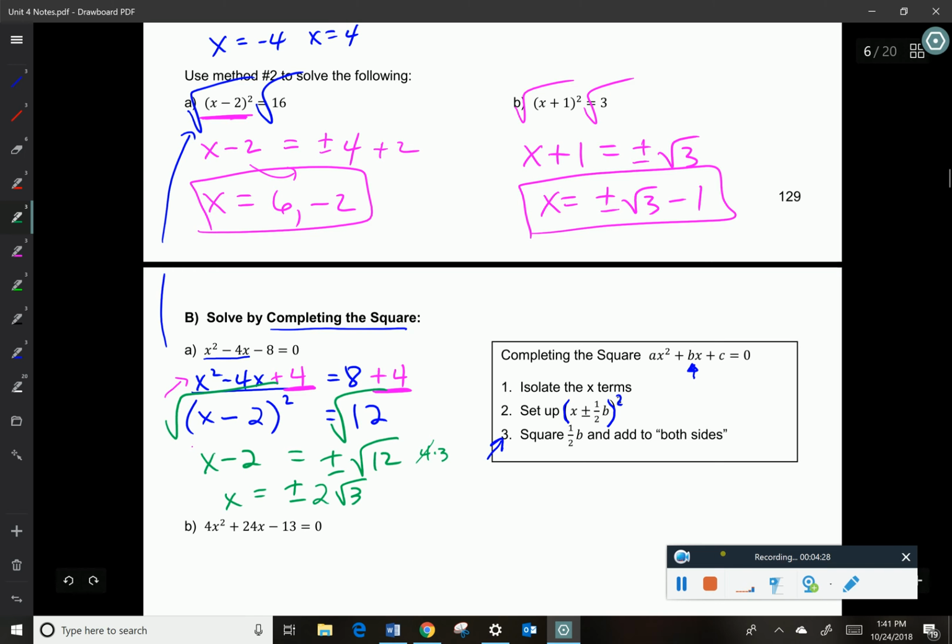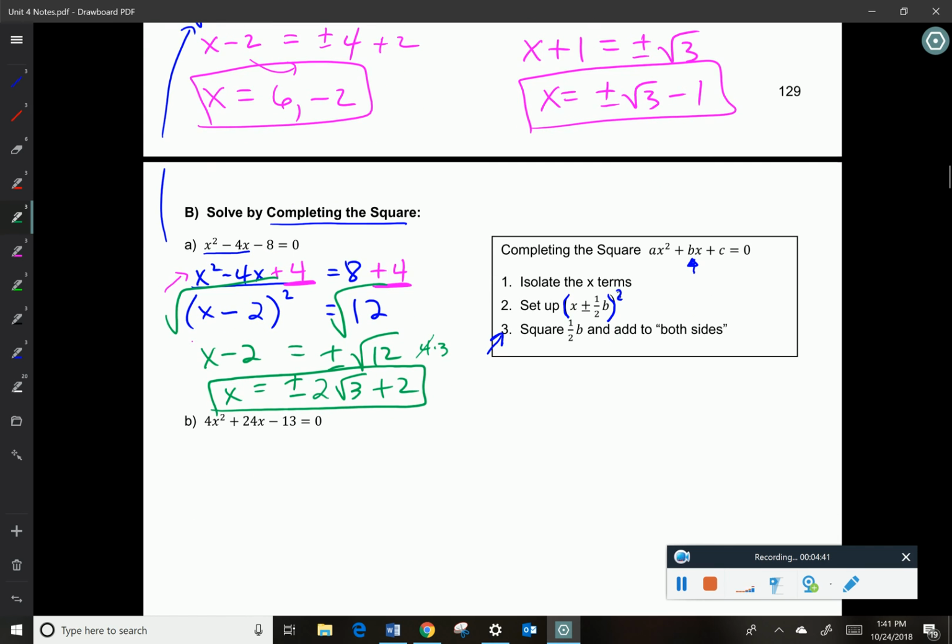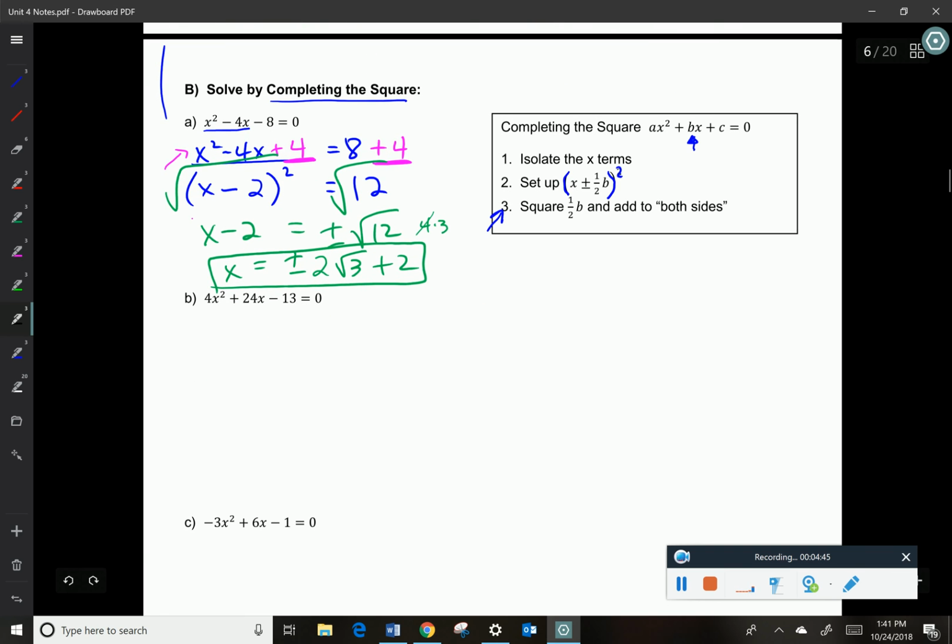And then, like I said, if I want to solve for x, I'm going to have to add that 2 to the other side. So my answer is going to be plus or minus 2 square root of 3 and then plus 2. Okay, so we got a lot going on here. I know it looks completely new and different. So let's go through this step by step.